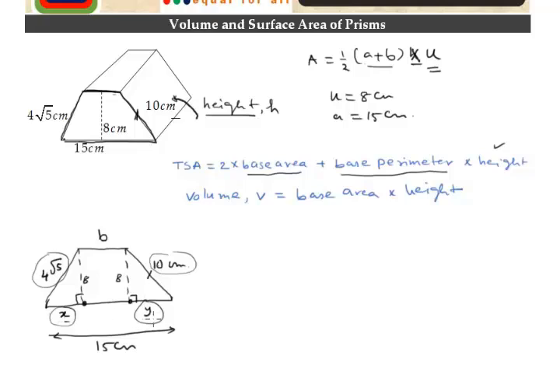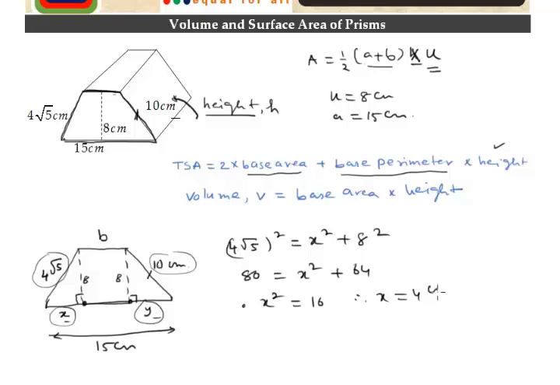Now if we can find this X and Y value, then if we subtract that X and Y value from 15, we will get this much, that means B. So in this triangle, this is the hypotenuse. So if we use Pythagoras theorem, 4 root 5 square equals this 8 square plus X square. Here 4 square is 16, and root 5 squared cancels, so it will be 16 times 5, that is 80, equals X square plus 64. So from here we will get X square equals 16. Therefore X equals 4 cm.